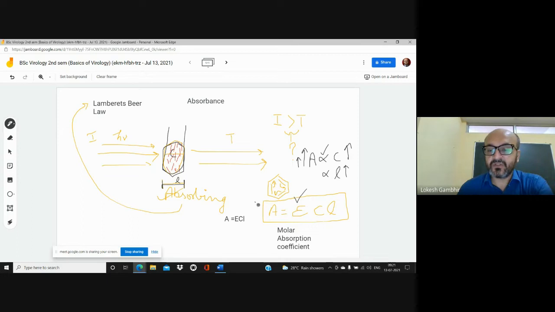So what does this particular equation imply? Suppose I have this solution as DNA. I have a DNA solution. I want to quantitate the concentration of this particular DNA. In terms of concentration, I mean how many micrograms per ml. So I want to identify the concentration. My spectrophotometer will give me a reading of absorbance.